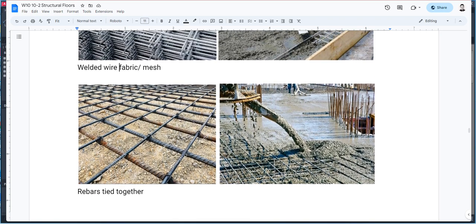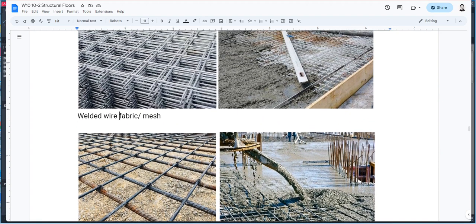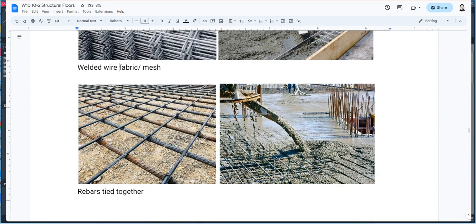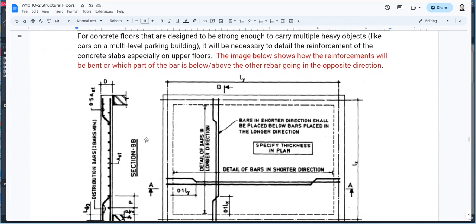So yeah, but welded wire fabric mesh is usually not available for second floor applications, like car parking buildings. That one needs to be done with a thicker rebar, and those thick rebars will have to be done individually, so it's more expensive.